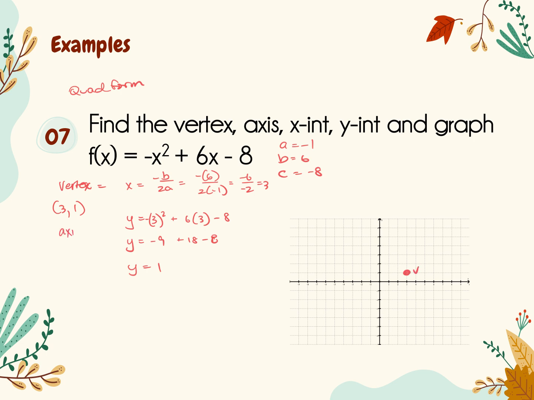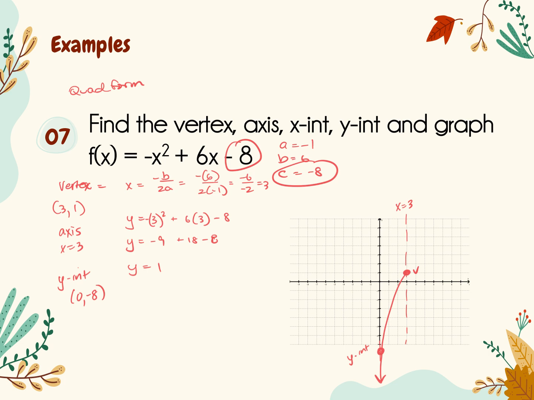My axis of symmetry is just x equals 3. So I know it's this line right here, x equals 3. My y-intercept, super easy to find, it's my c value. It's -8. Now we do write it as an ordered pair, so when x is 0, y is -8, and it kind of comes here. Okay, so this is my y-intercept, and my graph goes like this.